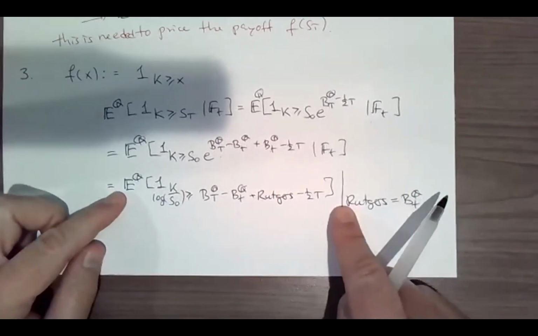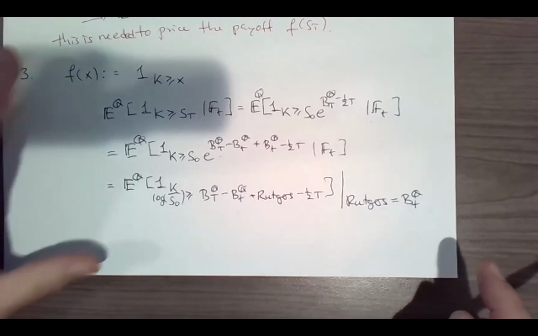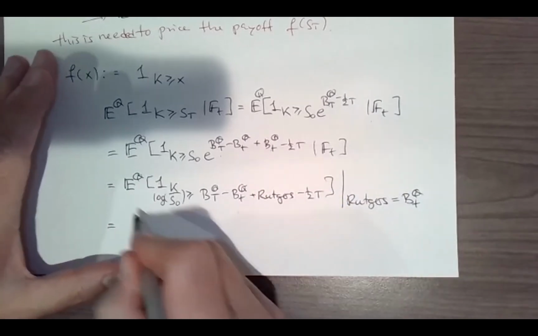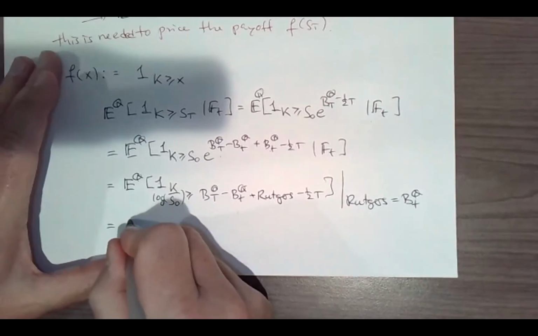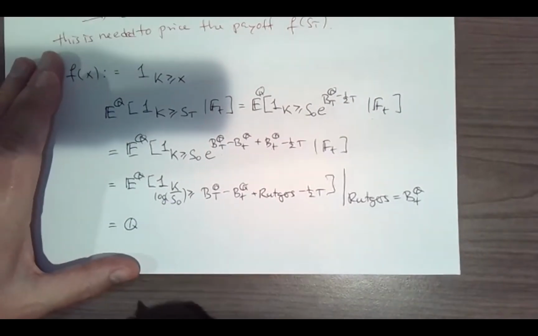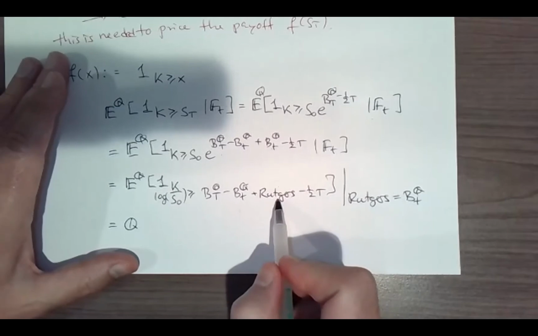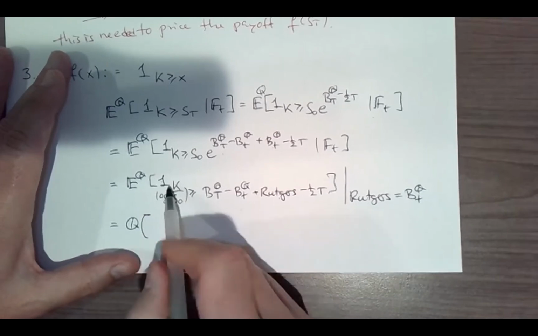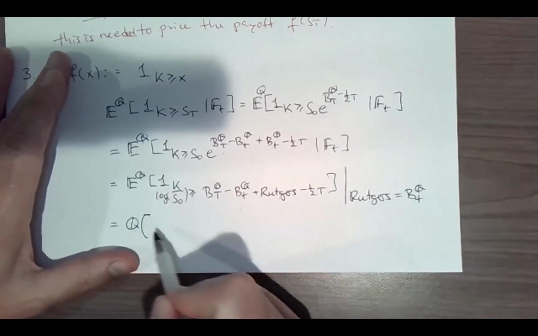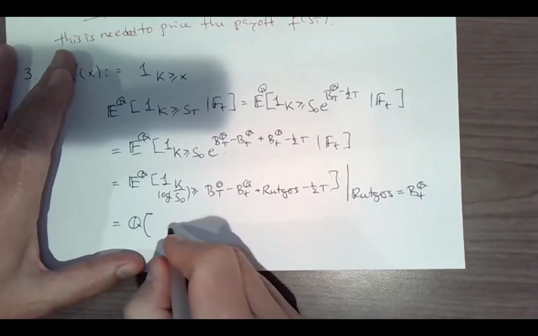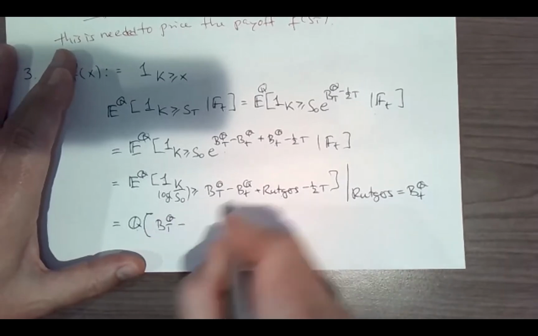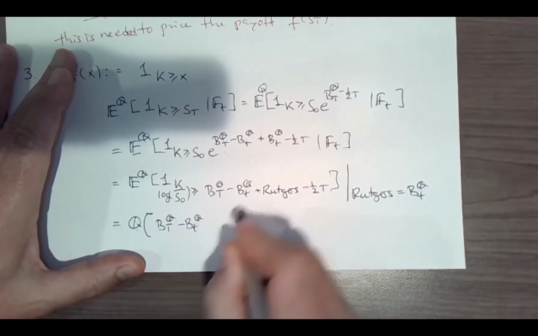We have to compute what we have in here. This is a probability. It's an expectation of an indicator. It's going to become a probability. This is the probability Q of what? Q of a lot of things. So we will drop the indicator because now it's a probability. So we will move that thing to the other side. I will have B_T^Q minus B_t^Q.